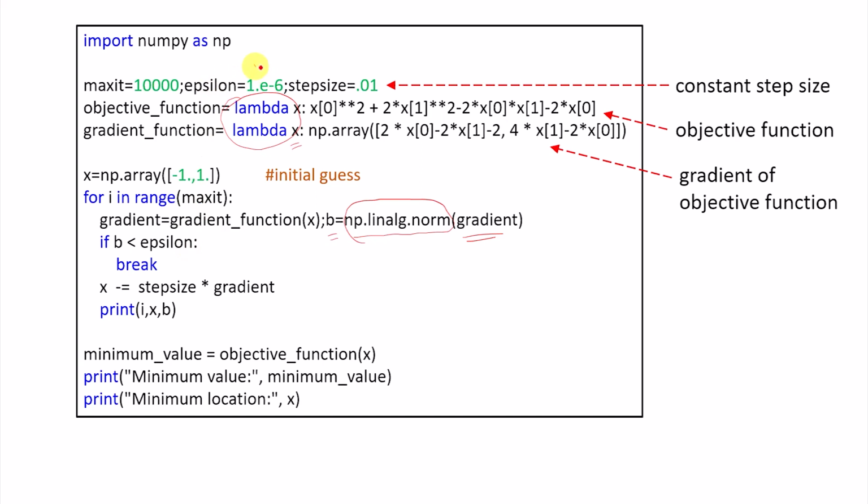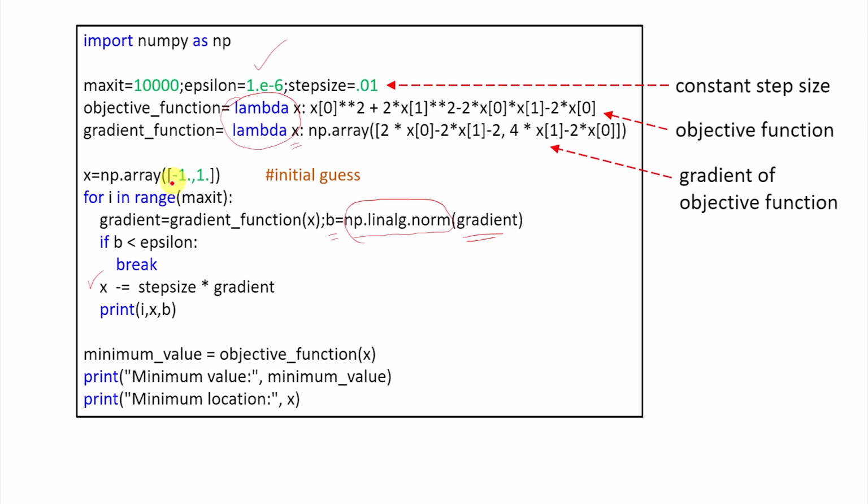This norm, of course, is a scalar. If that is less than epsilon, I have set this epsilon as 10 raised to minus 6. If the norm of gradient is less than 10 raised to minus 6, we will break there. That means we will accept the current solution.